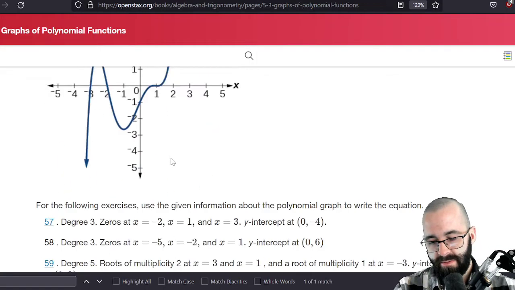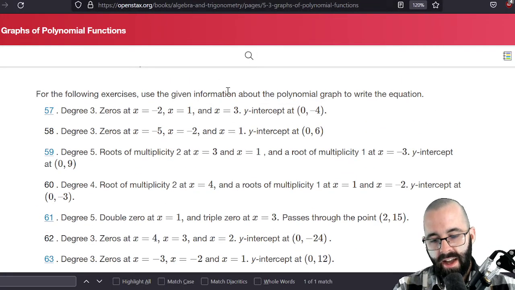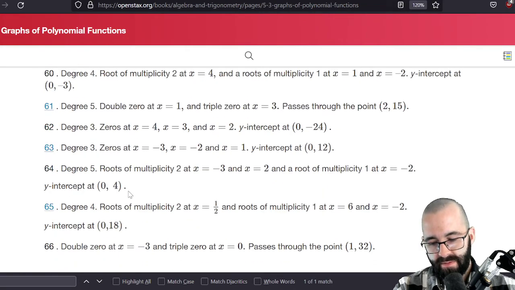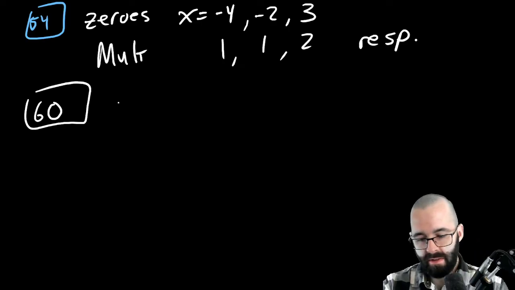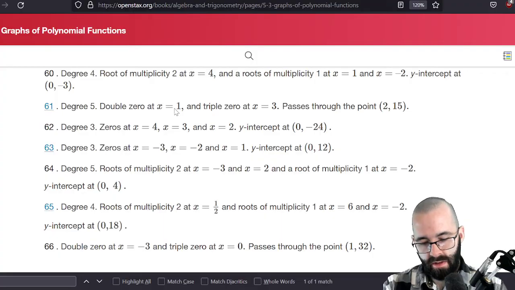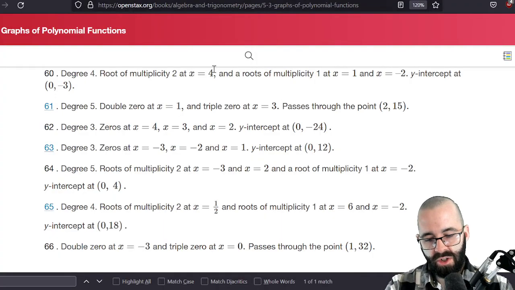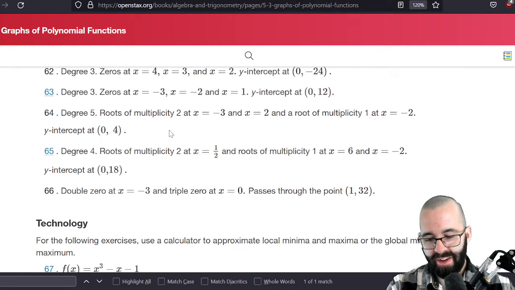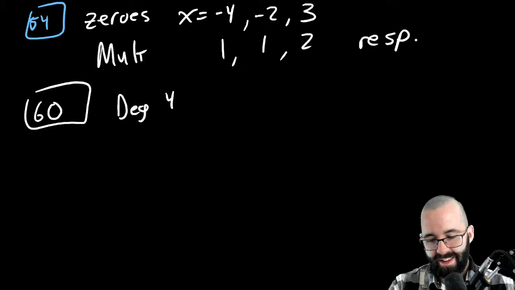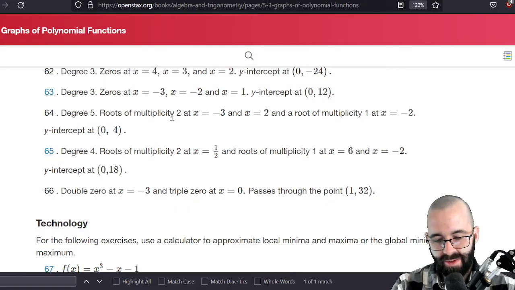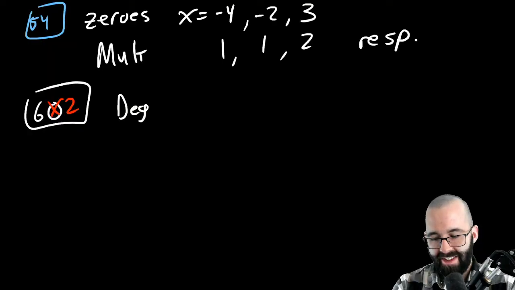What about number 60? Write an equation. So the degree is 4. There's a root of multiplicity 2 at x equals 4. Oh, this is another one. I'm just choosing all the same ones that we've done before. All right, let's move down to 62. Degree is 3. Have I done this one too? No, I haven't done this one.